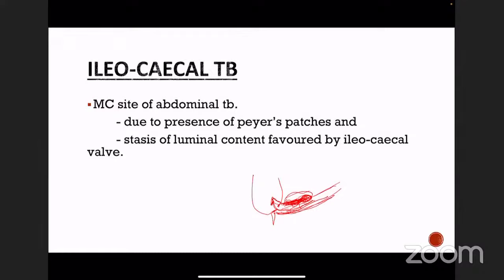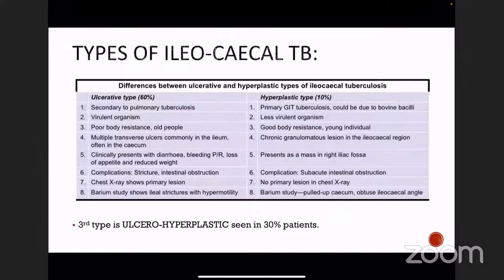Content stays in the ileal region for a long time compared to the jejunum, duodenum, cecum or any other site. So these two reasons lead to MTB staying in this part more and causing the disease more, right? So this was the cause of ileocecal TB. So what are the subtypes of ileocecal TB?